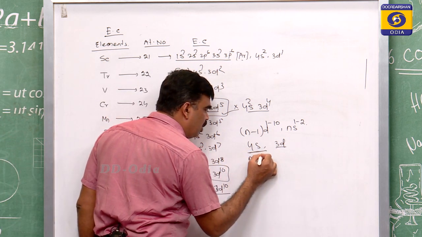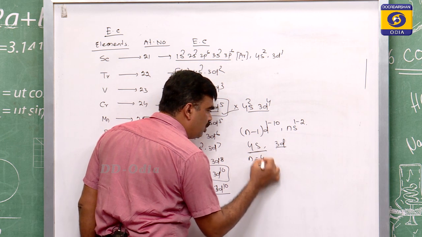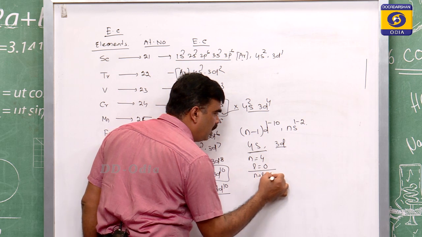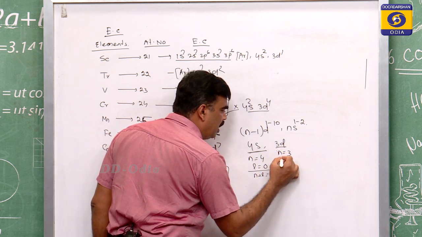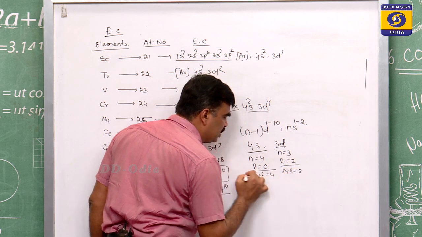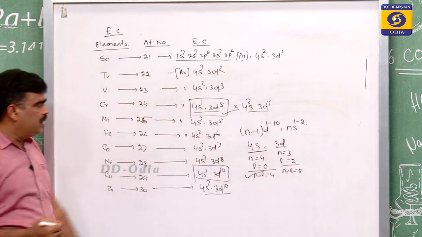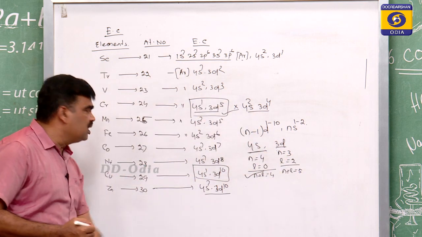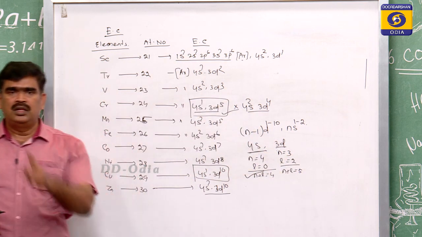For 4s, n equals 4 and l equals 0 for the s subshell, so n plus l equals 4. Here for 3d, n equals 3, l equals 2, so n plus l equals 5. So 4s has a lower n plus l value, so it possesses lower energy and is filled first. That is why in all cases the 4s subshell is filled first before 3d.